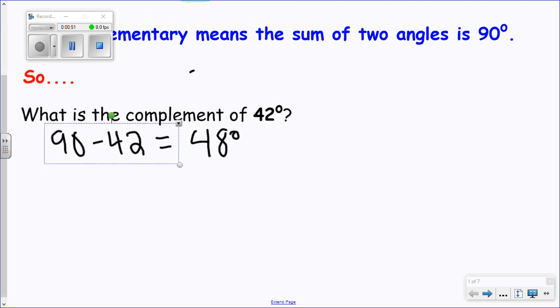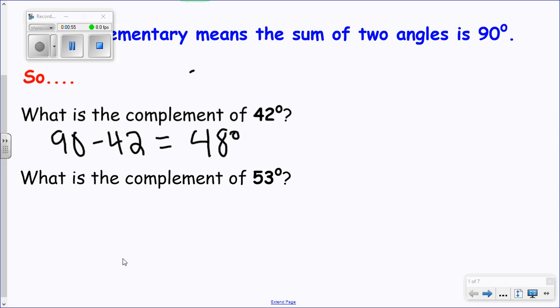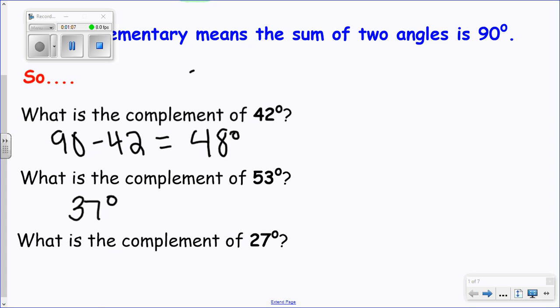And so let's try another one. What is the complement of 53 degrees? Again, we're going to do 90 minus 53, and we get that the complement is 37 degrees. Then let's try one more. What is the complement of 27? The complement of 27 is 63 degrees because we did 90 minus 27 degrees.